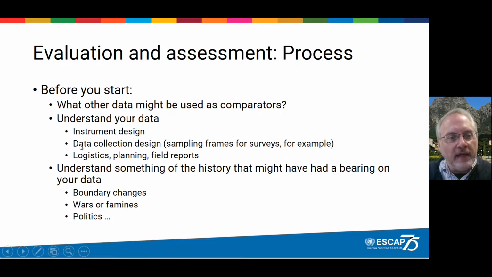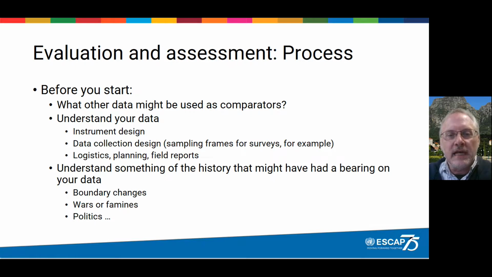You then need to go on to say, what was the design of the data collection exercise? How were those data collected, and what was the process and the logistics of collecting those data? If you're working with survey data, for example, you'd want to understand how that survey was sampled. What was the sampling frame used? How did they deal with non-response in those data? And finally, you'd want to understand the logistics, the planning, the field reports from the data collection exercise.